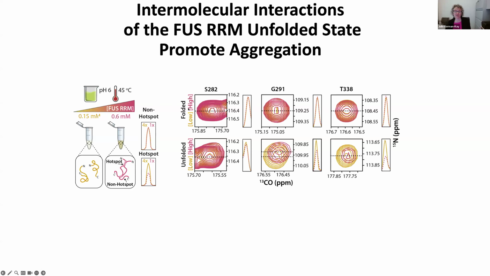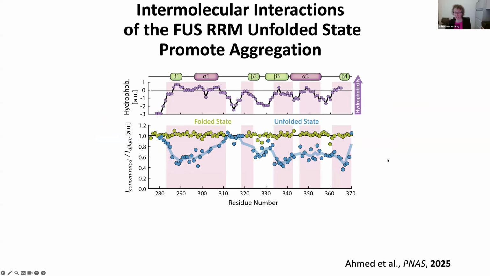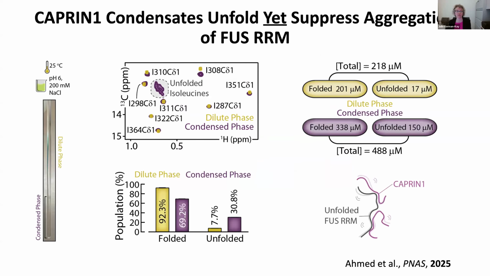And what we found is that the folded resonances in the RRM largely overlapped in terms of their intensity, but the unfolded state in many cases was significantly broadened. And so we can plot this broadening, the intensity in the concentrated over the more dilute, as a function of residue. And you can see these dips for the unfolded state, not for the folded state largely. And they line up with a hydrophobicity profile, suggesting that hydrophobic interactions of the RRM unfolded state promote aggregation.